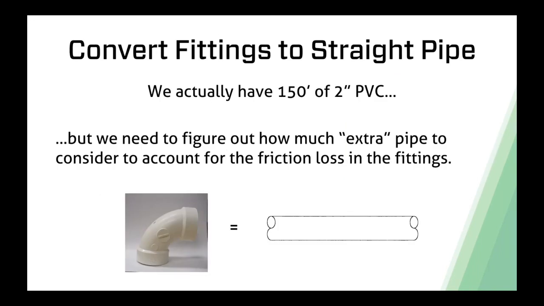So we want to take a look at that fittings chart. We have a collection of fittings and we need to see how much straight pipe that is equivalent to. So in reality on this job, we have 150 feet of 2-inch pipe. That's the literal amount of pipe that we have running out there, but we need to consider how much extra pipe we're going to need in order to account for the extra loss in the fittings.